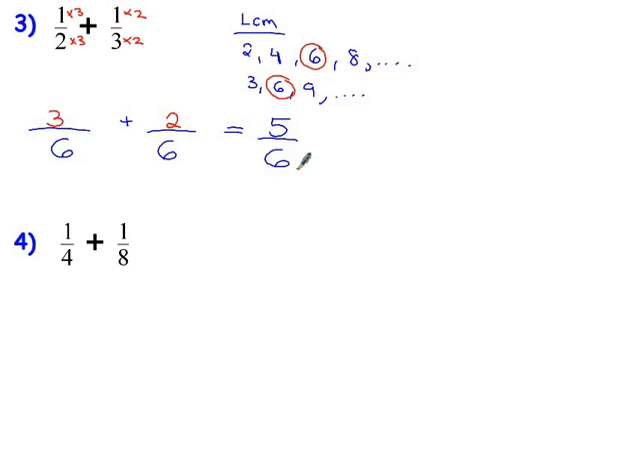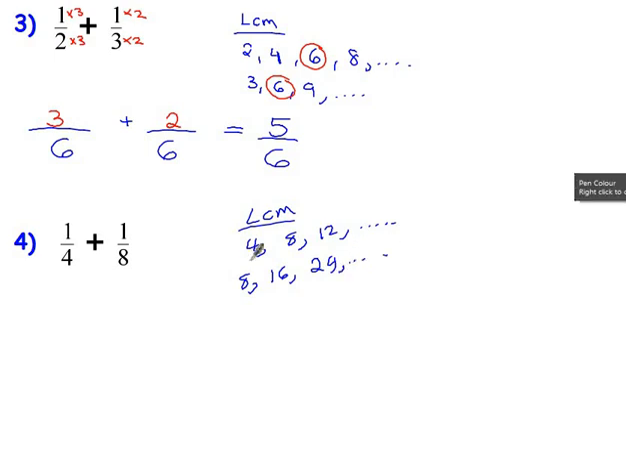The next question, we have 1 over 4, or a quarter, plus 1 over 8. Again, the denominators are different, so we need to make them the same. So we need to find our lowest common multiple of 4 and 8. So let's start by writing out the 4 times table: 4, 8, 12, etc. And we have 8, 16, 24, etc. So the first number that is in the top list and the bottom list is 8.